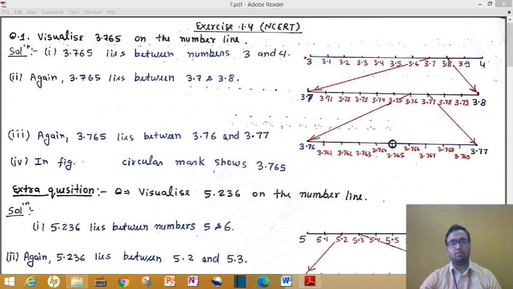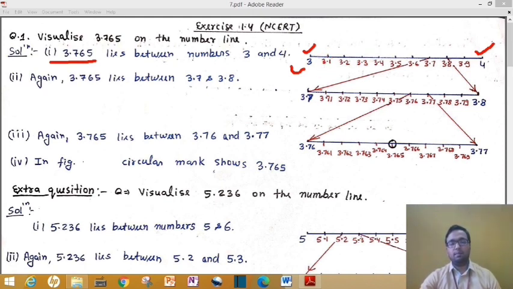So first we will make a number line, and on the number line we will write 3 at the first corner and 4 at the last corner. It would be more suitable if you make a line of 10 centimeters. To understand it with clarity, you can make a line of 10 or 15 centimeters according to you, and at one corner you will write 3 and at the other corner 4, because this number 3.765 will definitely lie between 3 and 4.